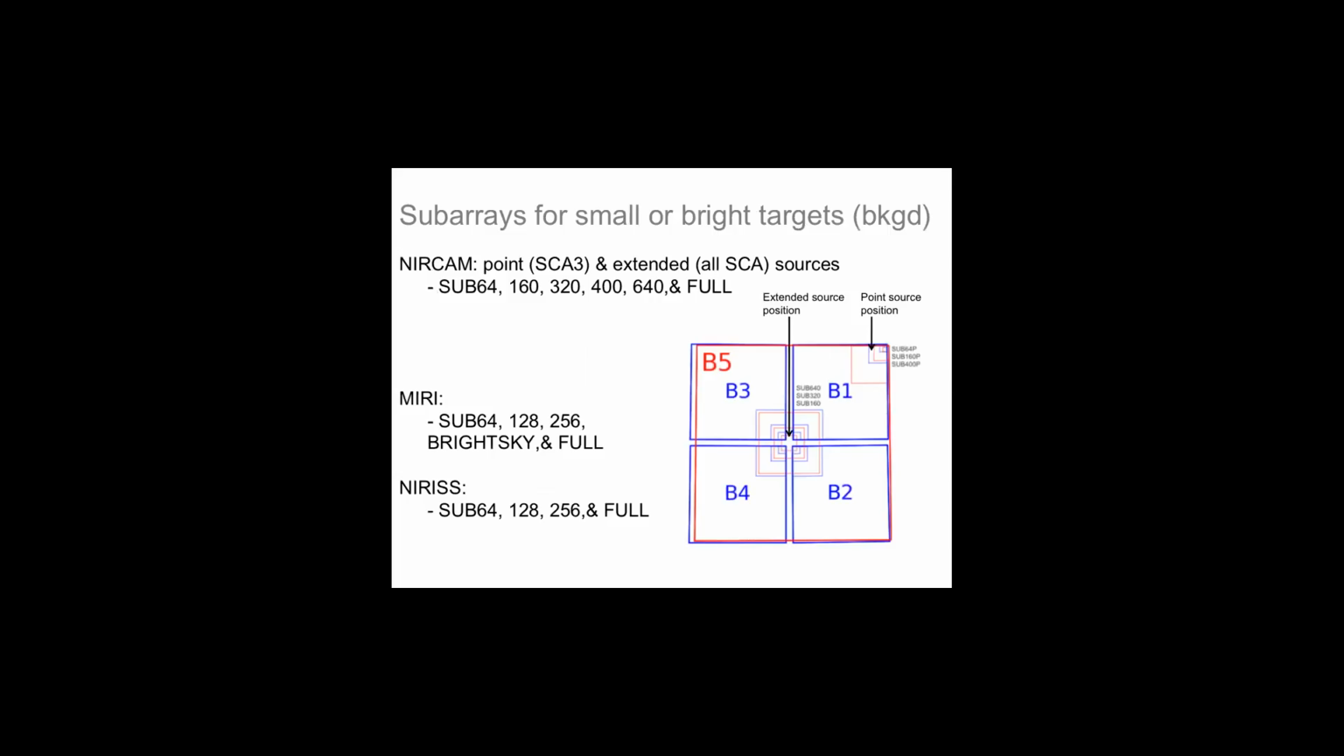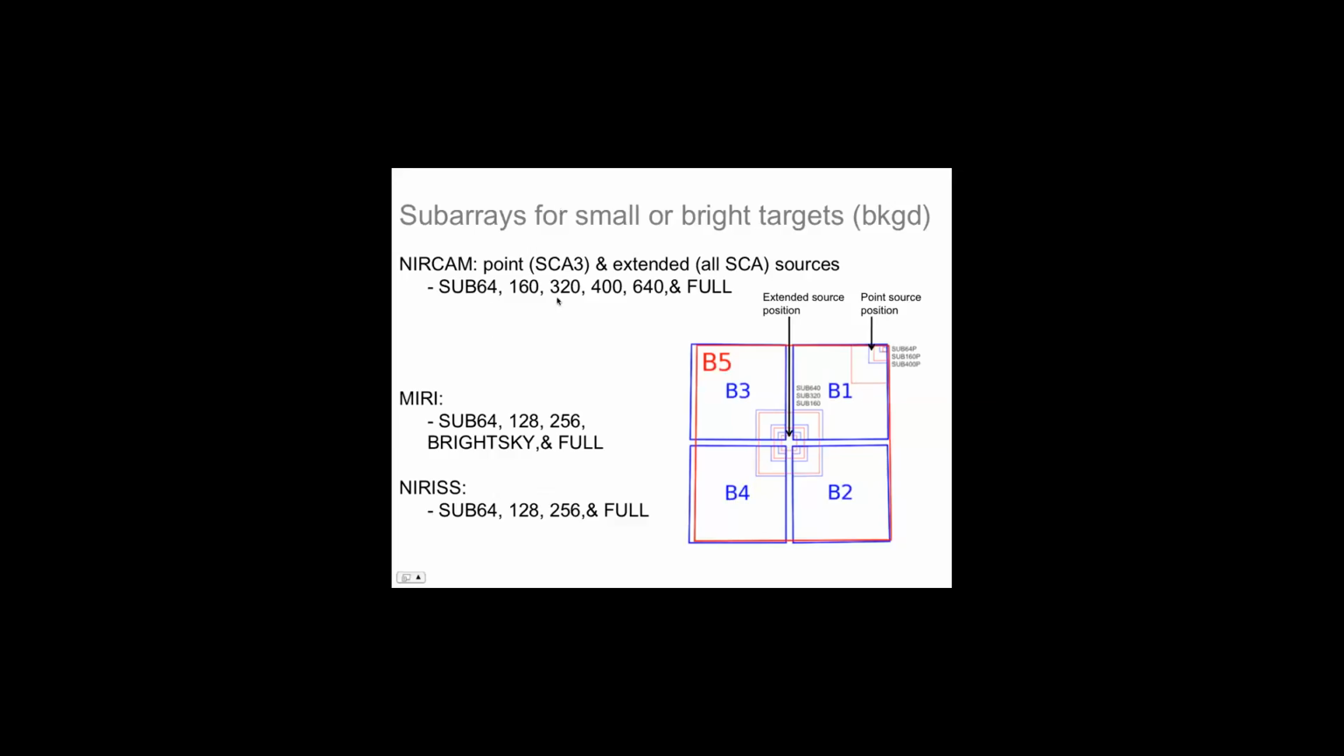All right, there are also subarrays, which are available on the different instruments. So these are used if you have small targets or very bright targets or very bright background. So NIRCam, there are different options. And NIRCam is a bit special because depending on the source morphology, the subarrays are different. So in this sketch, you can see that an extended source will be placed in the center of the detectors and the field of view, so basically right in between the different gaps in the blue channel. On the contrary, if you have a point source, it will be put in a corner of a single detector.